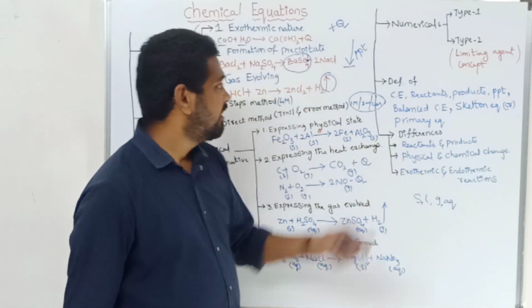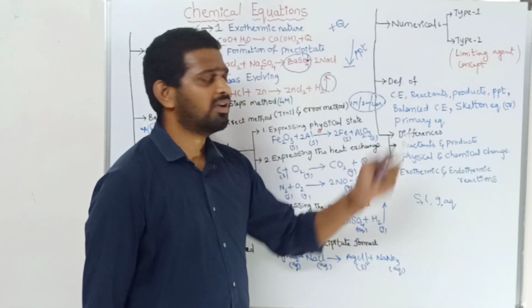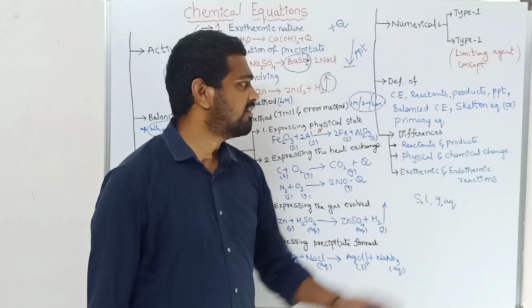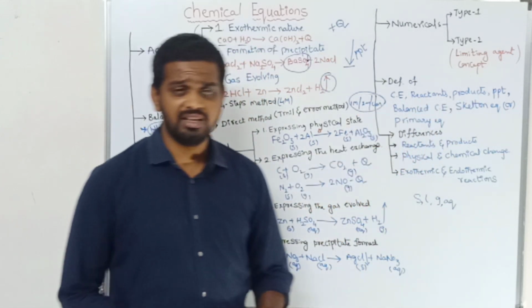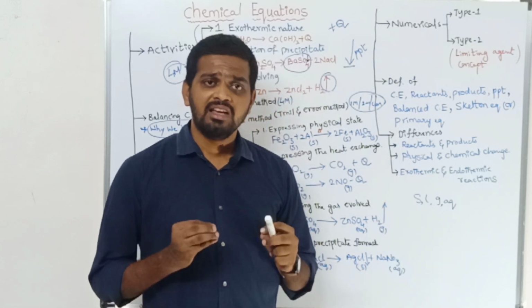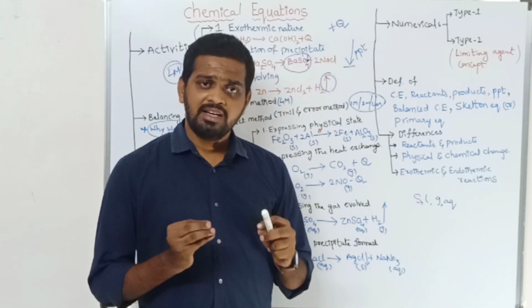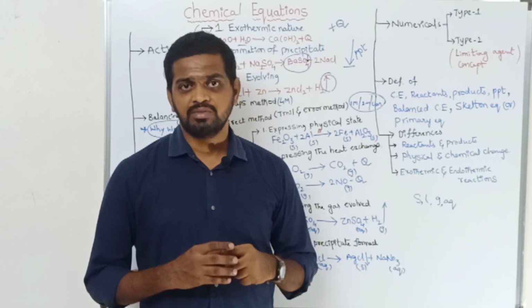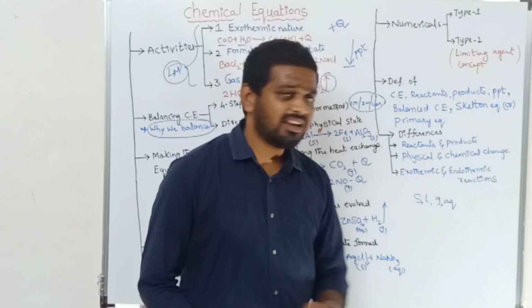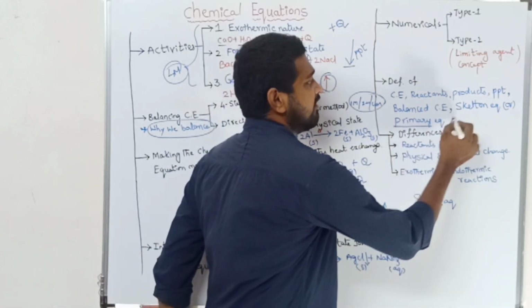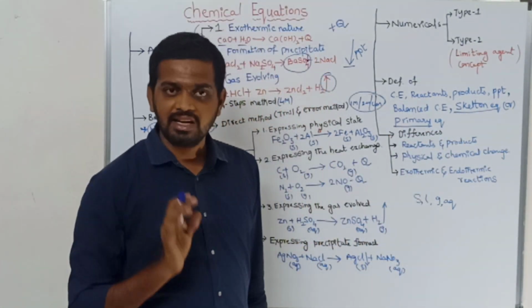Once go through that. Coming to some definitions. What is a chemical equation? Already I explained the chemical equation, reactants, product, precipitate, balanced chemical equation. What is a balanced chemical equation? The equation in which the atoms on the reactant side and product side are the same is called a balanced chemical equation. Coming to the skeleton equation, or primary equation. The primary equation is also called the skeleton equation.